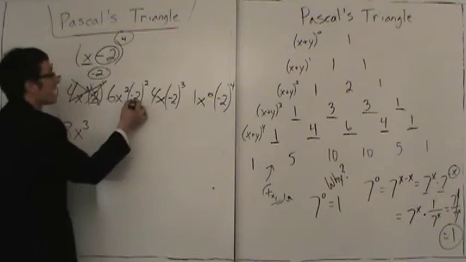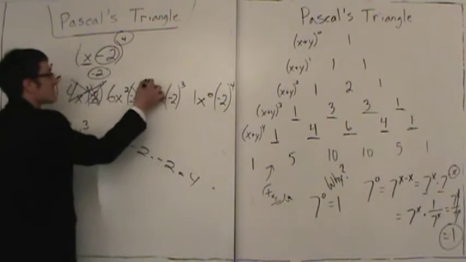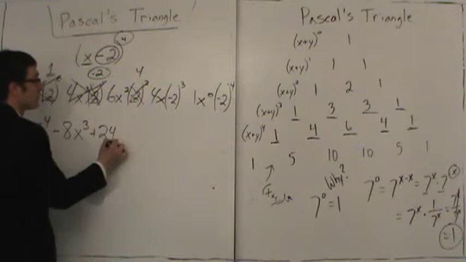Now, negative 2 quantity squared. Are we squaring the negative and the 2? Yes. This means negative 2 times negative 2, which is positive 4. So this negative 2 quantity squared is positive 4. So we have positive 4 times 6, which is plus 24 x squared.